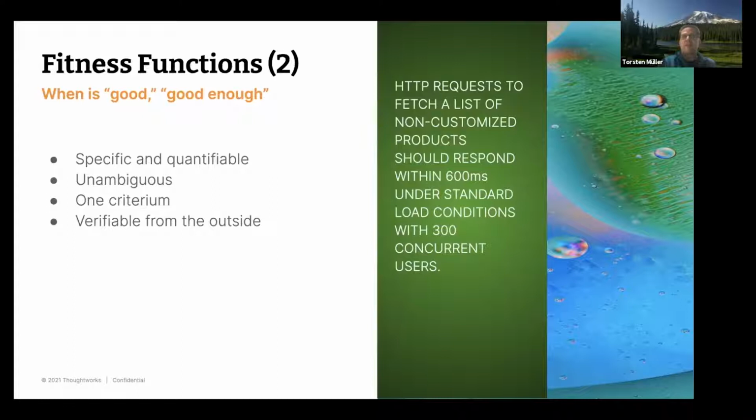If you leave out some of those things, like fetch a list of products, then the question is, is that really specific enough? Is it unambiguous? Could this be non-customized? They might have different performance issues, different payloads, different processing on the server. So be as concise and be as specific as you can. And of course, this is just an example.